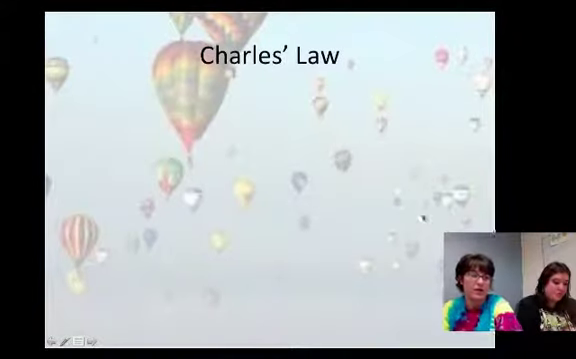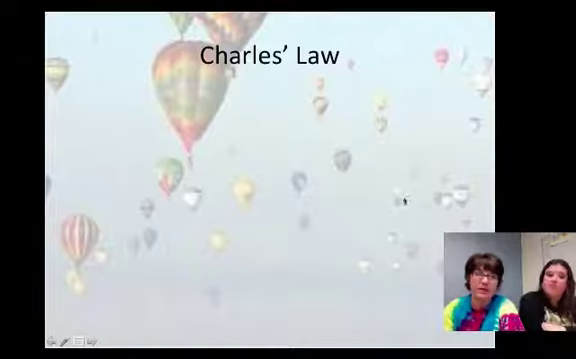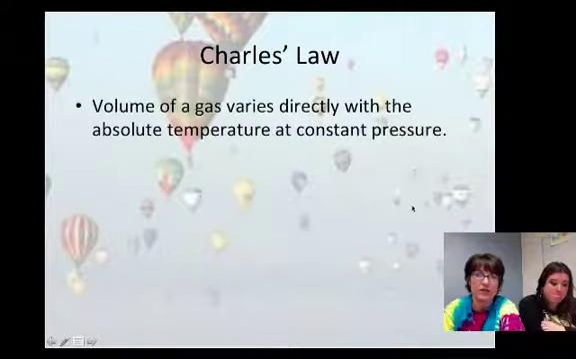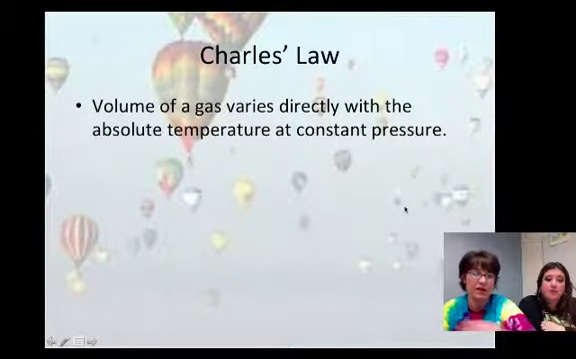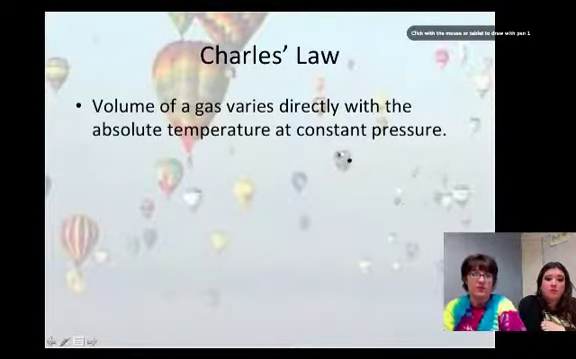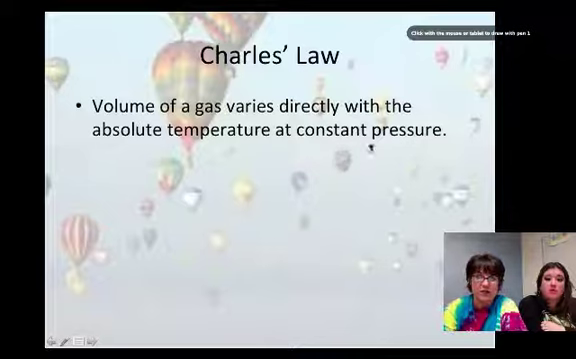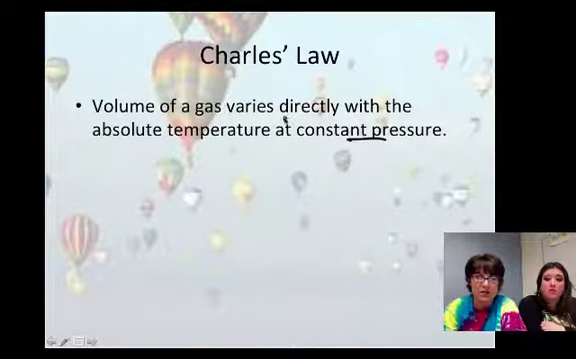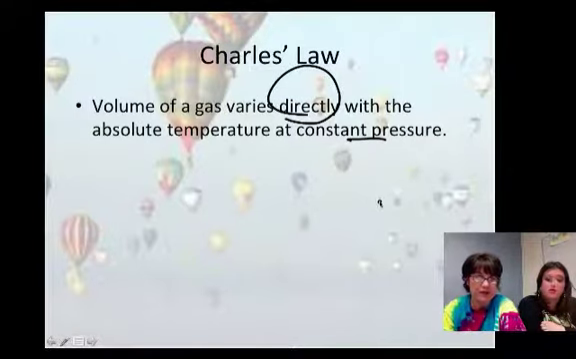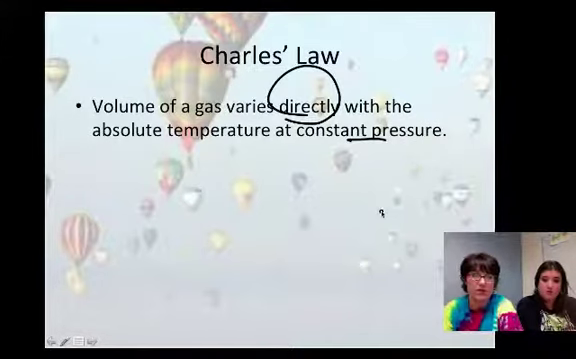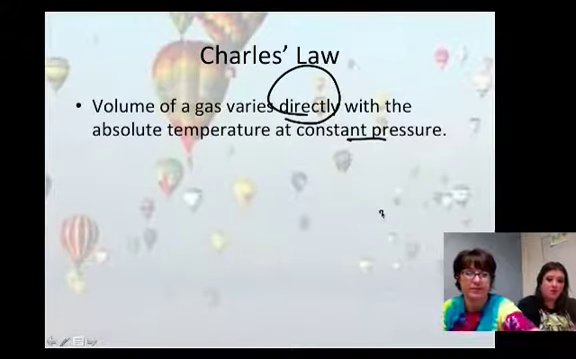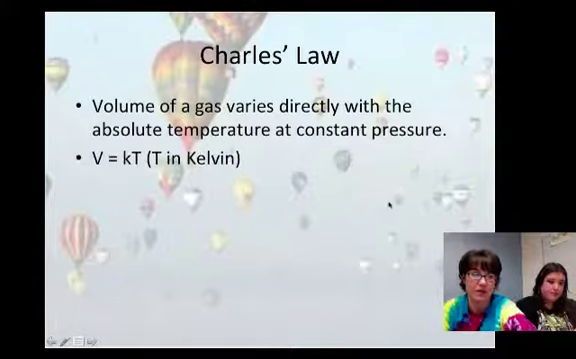All right, let's look at another law. Boyle's Law we got, right? That one was pretty simple and straightforward, and so is Charles' Law. The volume of a gas varies directly with absolute temperature at constant pressure. So if the pressure is constant, then when it says it varies directly, that means when one goes up, it makes the other one go up too, right? Yes. That's our non-mathematical terms.